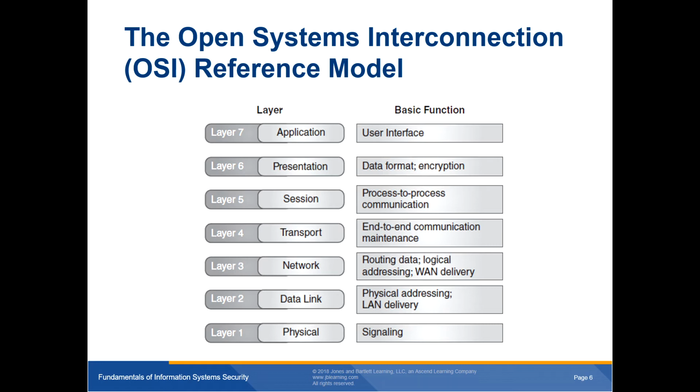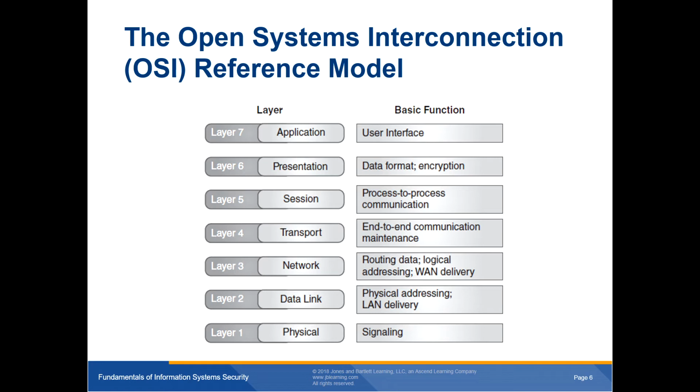The transport layer is layer 4. Its basic function is end-to-end communication maintenance. This layer is responsible for breaking data into packets and properly transmitting it over the network. Flow control and error checking take place at the transport layer. Layer 3 is the network layer. Its basic function is routing data, logical addressing, and wide area network delivery, which, of course, the wide area network is the internet. This layer is responsible for the logical implementation of the network.